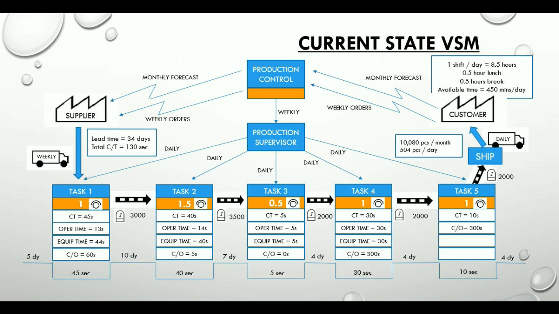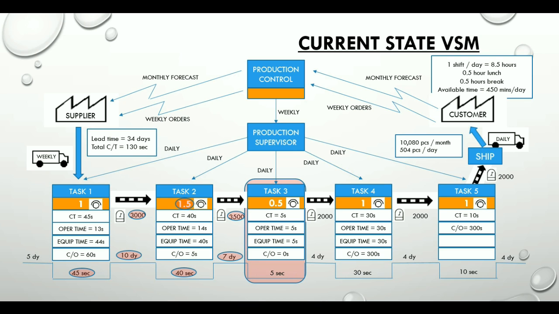Once this current state map is ready, a quick analysis with good process knowledge will help us identify the low-hanging fruits. For example, look at the highlighted items here: 1, 2, 3, 4, 5, 6, 7, and 8. 8 is the whole of task 3.